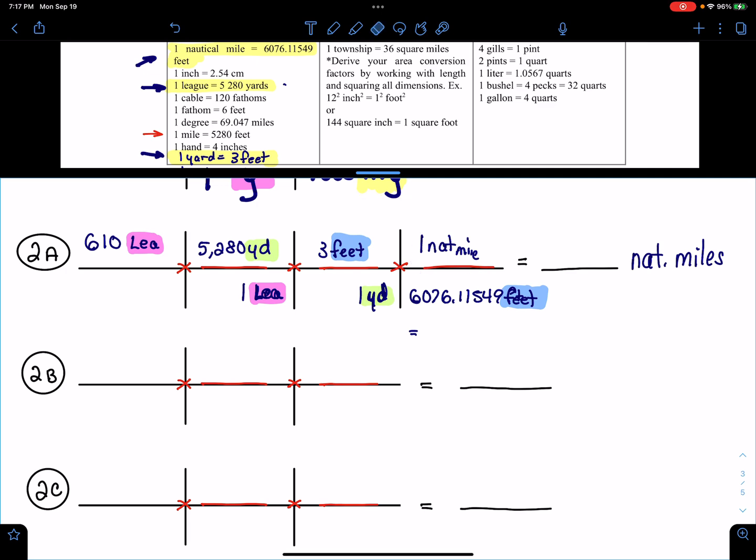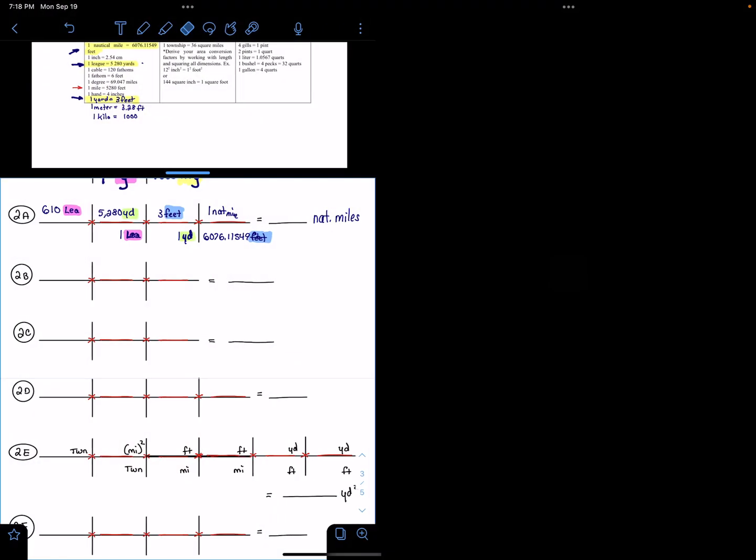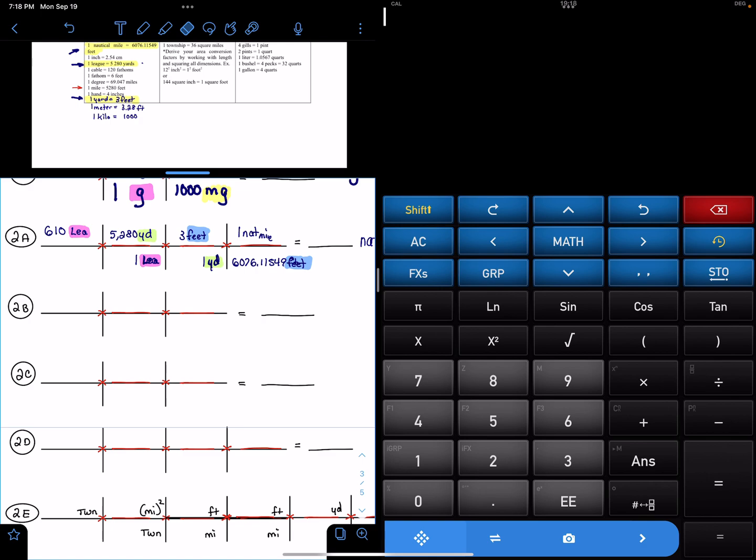All right, infamous question. What do we do from here? I don't understand. I got it all set up. I don't know what to do. Well, we're going to put it in right now. Anything on the top, you multiply.